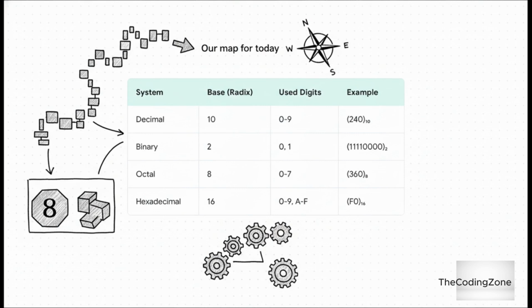Now, here's the crucial thing. While computers only speak binary, reading those massive strings of ones and zeros is a total nightmare for us humans. So we came up with some clever shorthands. Think of this chart as our roadmap. We've got our decimal, the computer's binary, and then these two others, octal, which is base 8, and hexadecimal, base 16. They're just compact, much more friendly ways for us to write down binary code.